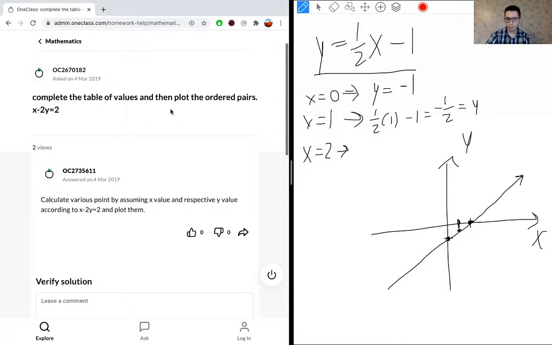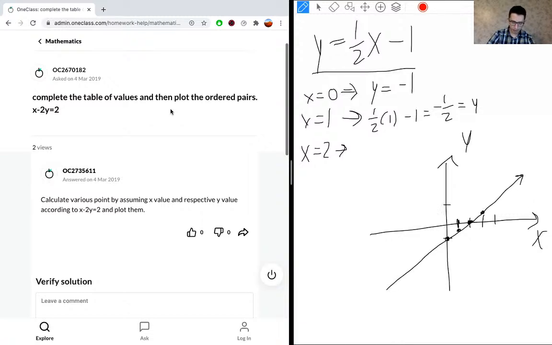We can add in more points, so let's say at x equals 3, if we substitute 3 we get 3 halves, and 3 halves minus 1 is just a half, so this point will be there, at about a half. And then the next point at 4, so we substitute 4 into x, we get 2. 2 minus 1 will give us 1, so we know the next point is on here. And we know that our calculations are correct. So that's how to plot the function on the xy coordinates.